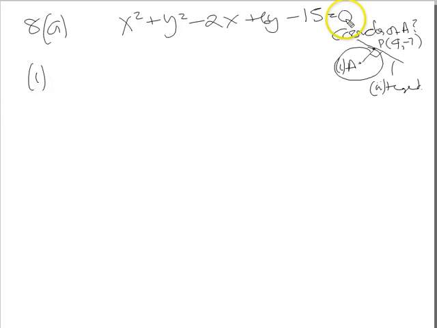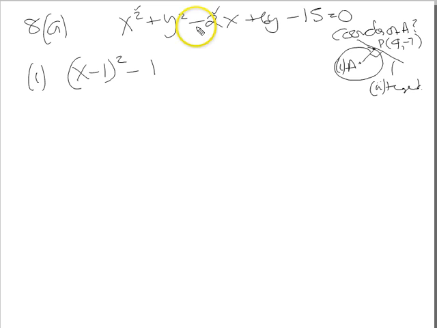The first thing to do is probably to write this in a way that you can read off the centre easily. And half of minus 2x is x minus 1, so I put x minus 1 squared. Now, that's that and that taken care of when you expand that bracket. But when you do, you'll get a plus 1, so you need to take care of that by putting a minus 1 so it cancels out and just leaves these two terms when you expand this bracket.